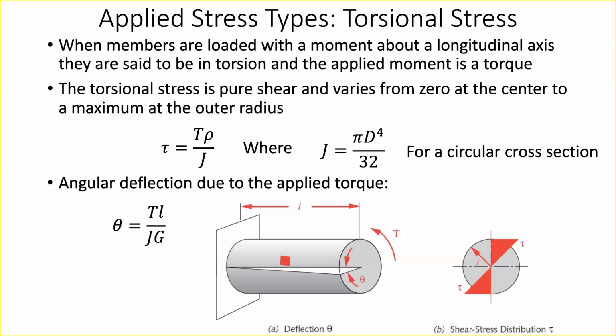For the torsional shear, it's actually somewhat similar to the moment case. If I apply a torque of T to a given part at a radius rho away from the center line of that part, the overall shear stress that I experience is still dependent on a moment of inertia.